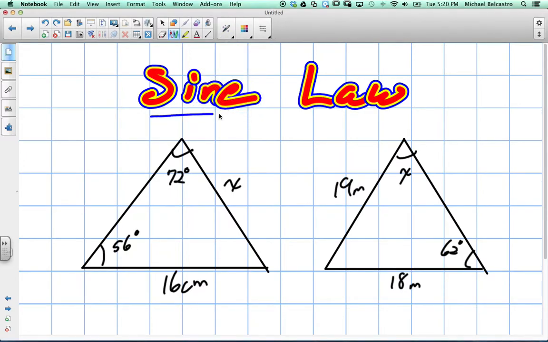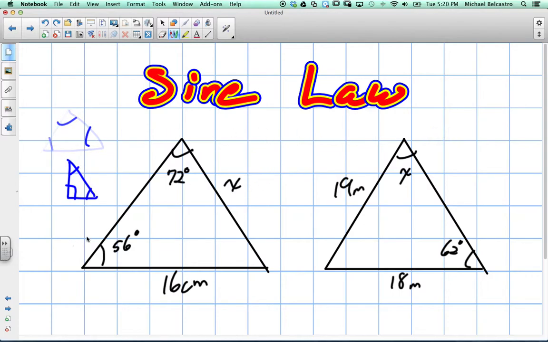Okay, we're going to go over using sine law. Sine law is a law you can use to solve for any acute triangle. An acute triangle is where all of the angles inside are acute, or even a right angle triangle. You can use sine law to solve.